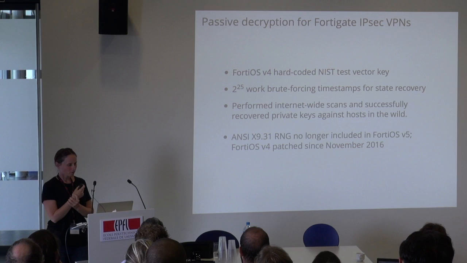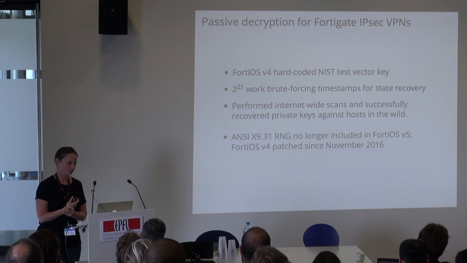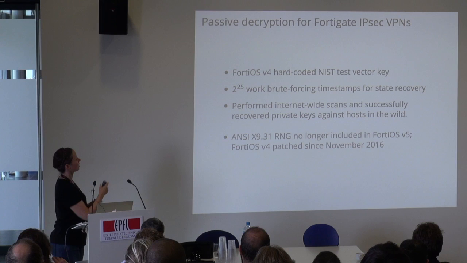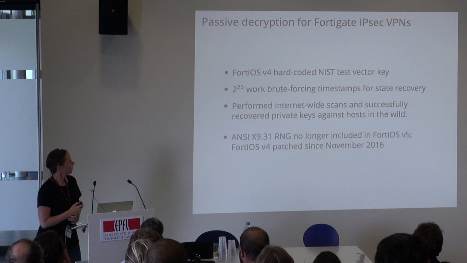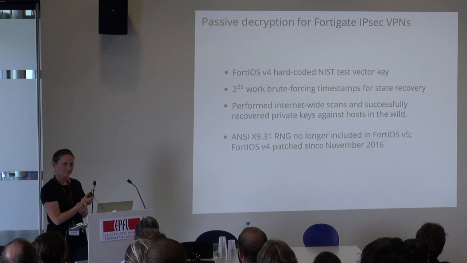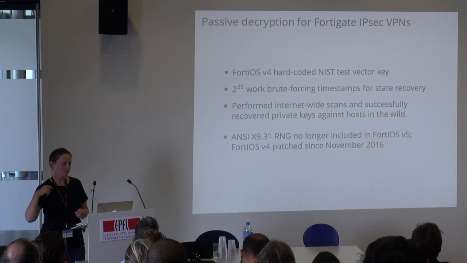Okay, so what was the hard-coded value that was included in these FortiGate VPNs? We can attack only FortiOS V4. In FortiOS V5, they're no longer using this random number generator design. But the hard-coded key that they used is the NIST test vector. So it was based on the distribution of timestamps generated by the machines. It was about 2 to the 25 work to brute force, so basically this can be done in seconds.